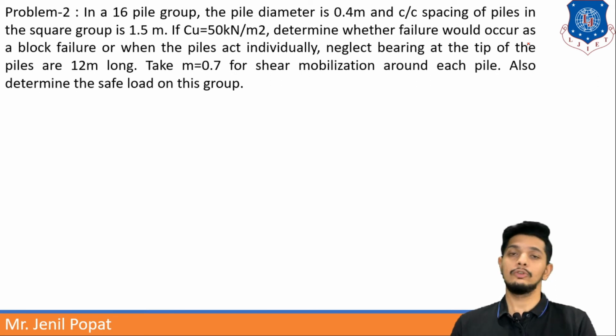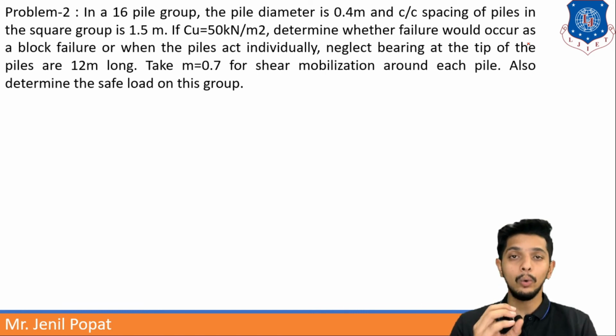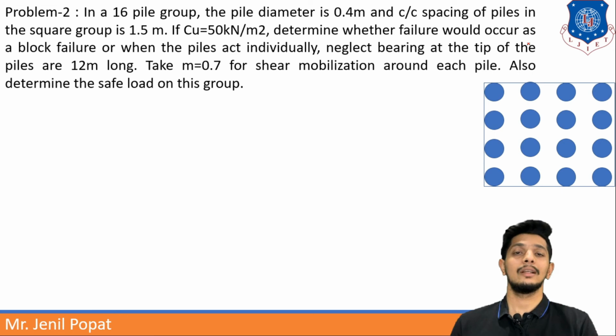So end bearing should be neglected, as we are given a hint that it is a friction pile, and the piles are long, 12 meters. So the depth or length of the pile is 12 meter. Take alpha equal to 0.7 for shear mobilization around each pile. So it is nothing but our adhesion factor, sometimes termed as m. Also determine the safe load on this group. So we are told to find out the safe load on the group. Here there is a square, 4 cross 4 piles.